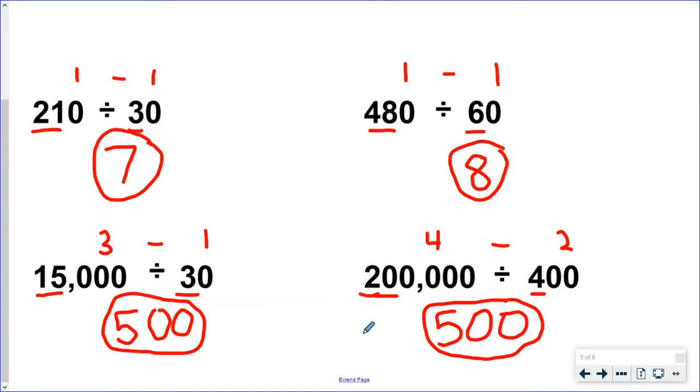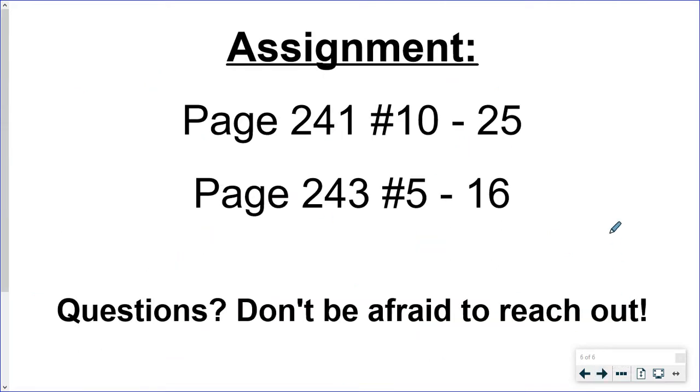So I hope that this lesson helped you understand how to do some division of bigger numbers a little bit more mentally by ignoring the zeros, doing some division, and then going back and subtracting the number of zeros from each other to figure out how many zeros you would actually put in your answer.